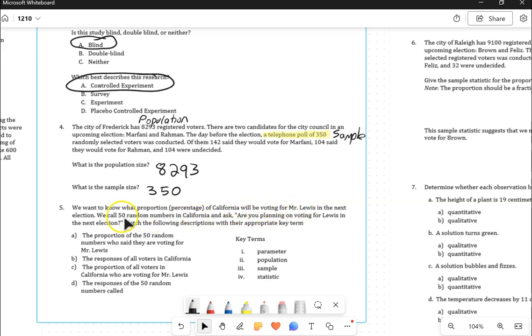All right, number 5, we want to know what percentage of California will be voting for Mr. Lewis. 150 random numbers are asked, are you planning to vote for Lewis? So it's like a yes or a no. Match the following descriptions with the appropriate key term.